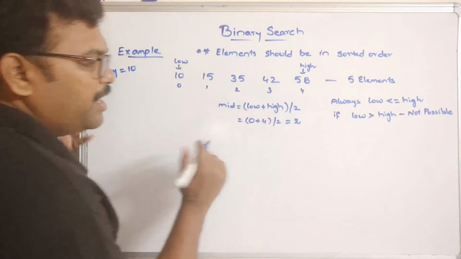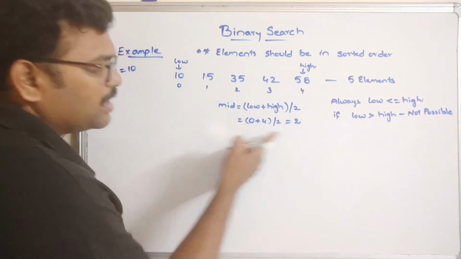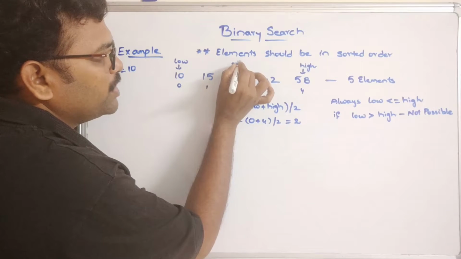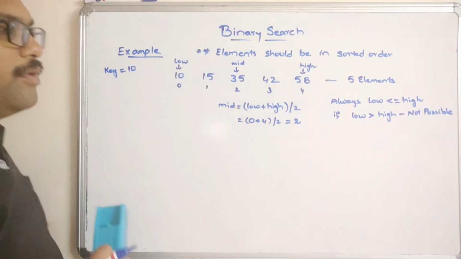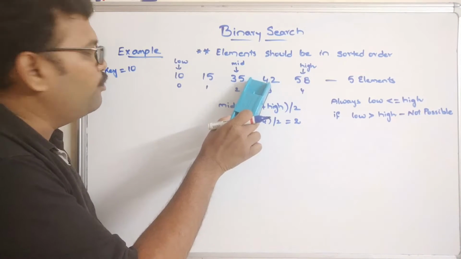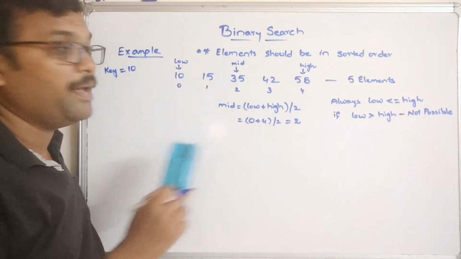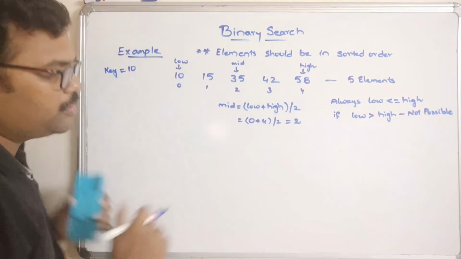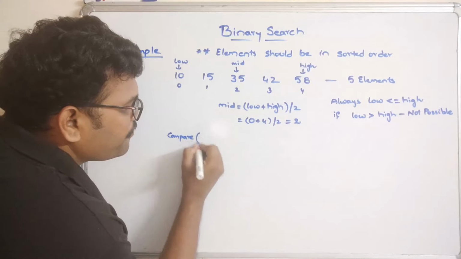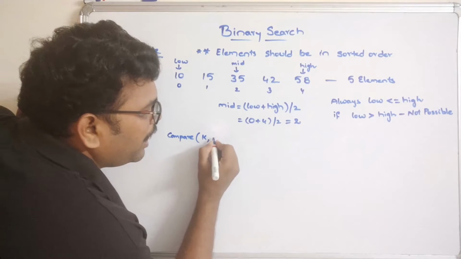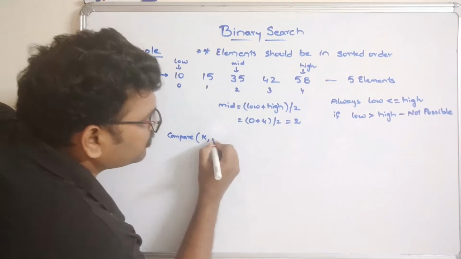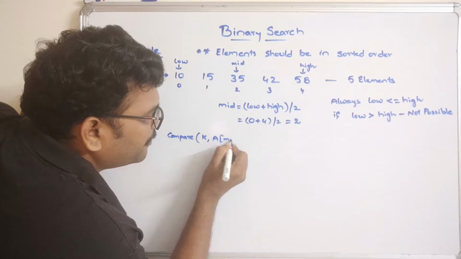Now see, what is the middle element? This one is the mid. Now compare the middle element with the search element. So I need to compare the search element with, let the name of the array be capital A, A of mid.